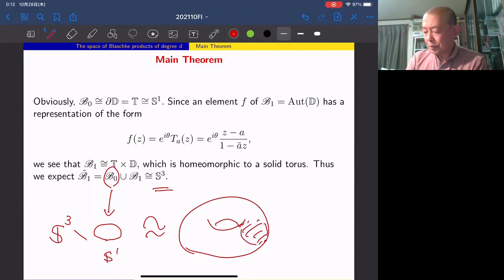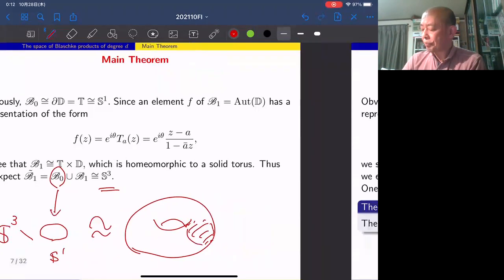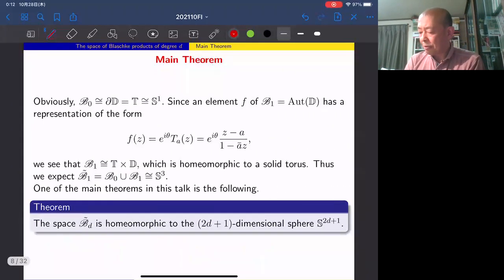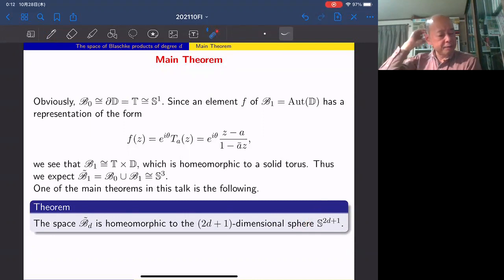Okay, so actually, this is true for every degree D. So this is our main theorem. So this union is homeomorphic to the D2 plus 1 dimensional sphere, like this. This is a first main theorem in this talk.